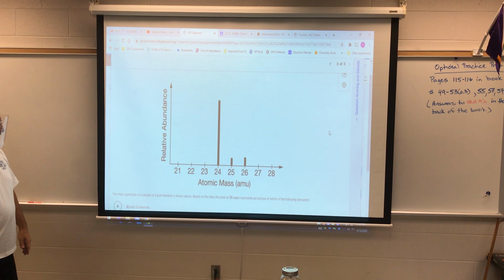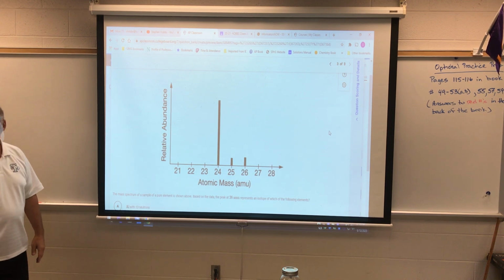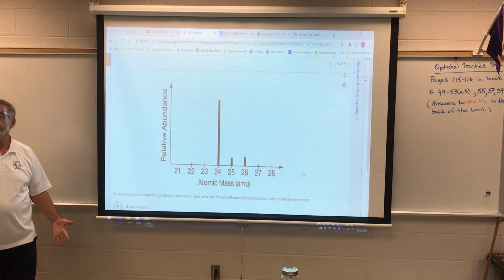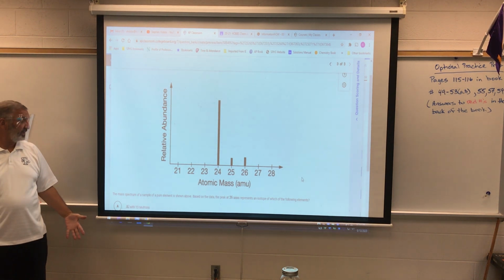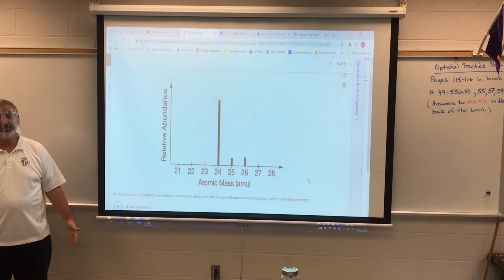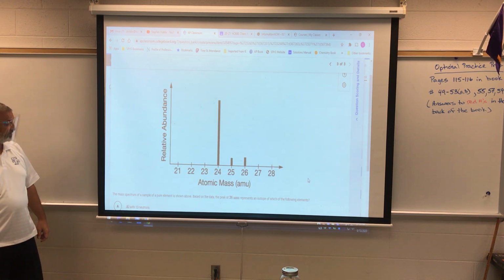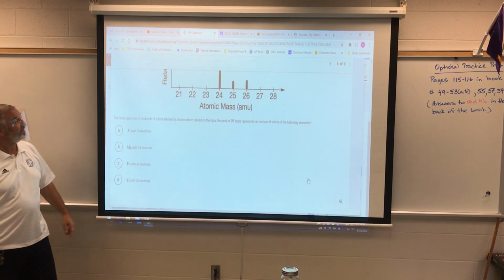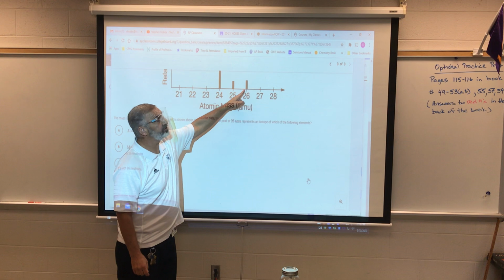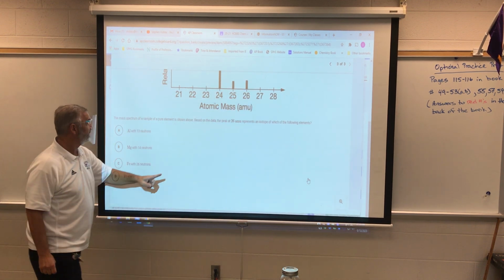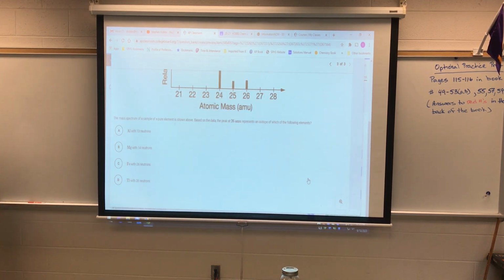The mass spectrum of a sample of a pure element is shown above. Based on the data, the peak at 26 AMU represents an isotope of which of these elements? So first off, I'm going to give you a second to think about it. Scroll up and give them the choices. Notice we have a tall peak at 24, then two small ones at 25 and 26. Pick an answer.